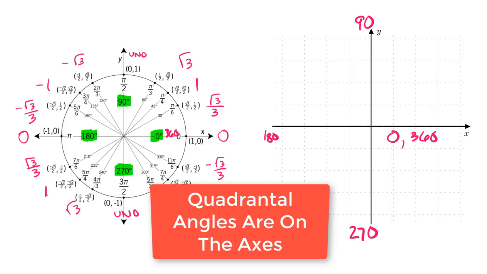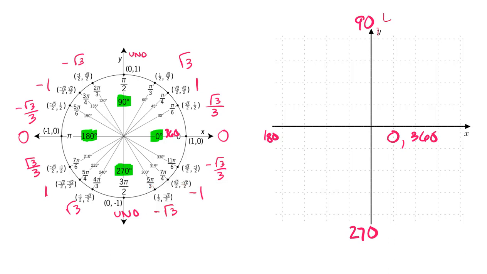Now, if we wanted to keep going, notice how much it is from 0 to this number right here. That's 90 degrees, right? So what we're going to do is just add another 360. So if we add that, then we'll come up with 450.